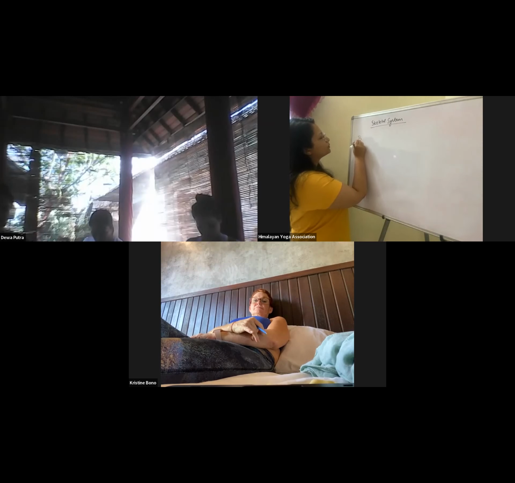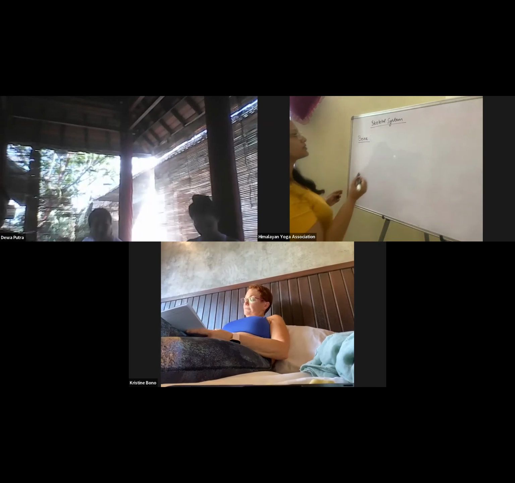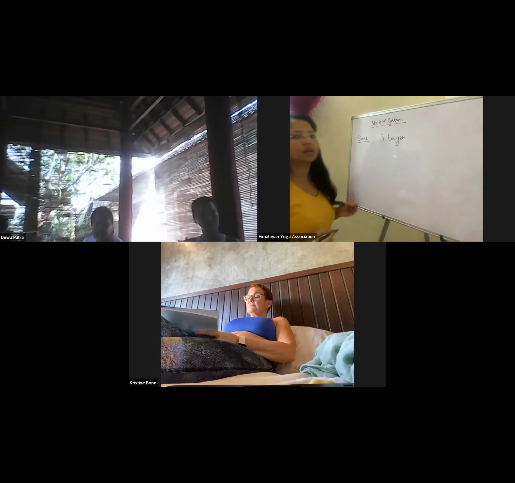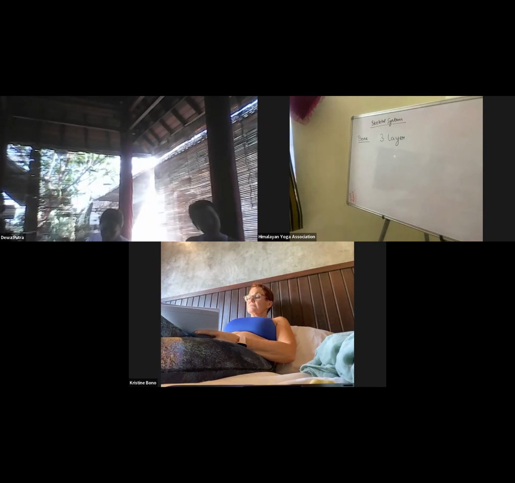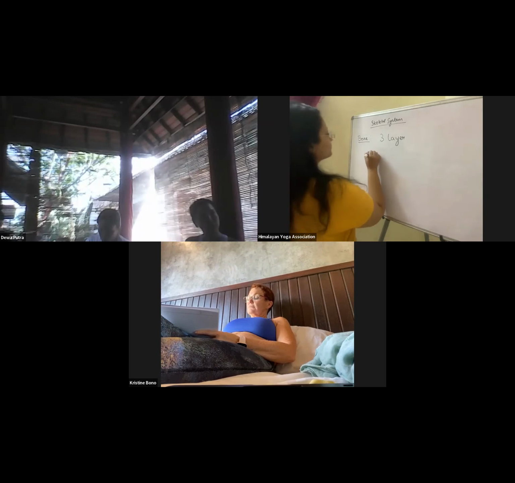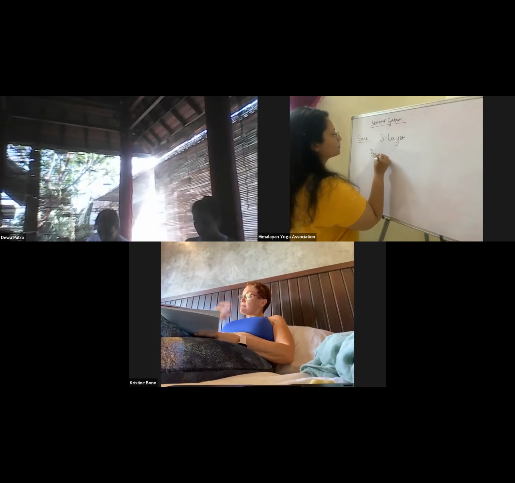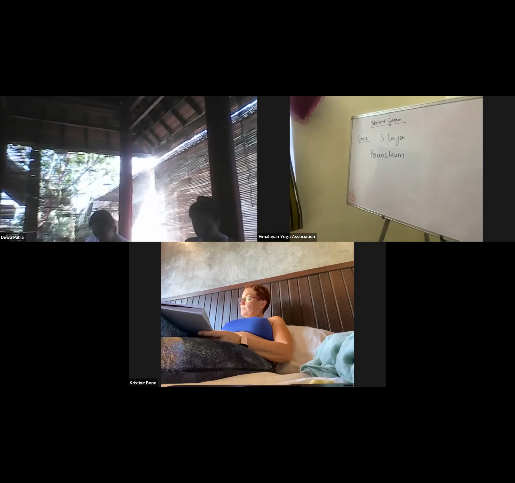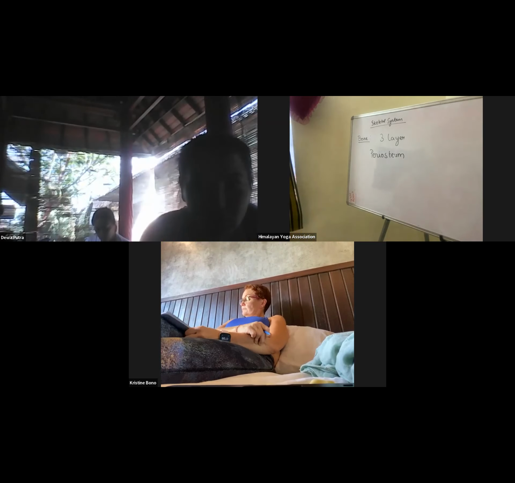Next, bone. A bone has 3 layers. Those layers are periosteum, compact bone and spongy bone. Periosteum is the outermost layer of the bone, which is very tough, and it protects the interior of the bone. Next is compact bone.